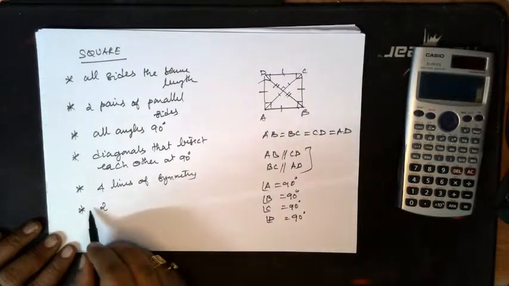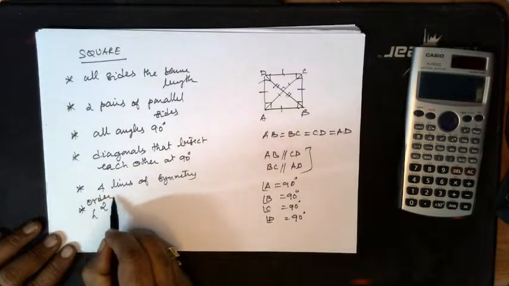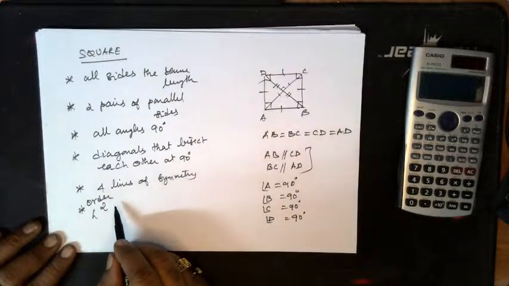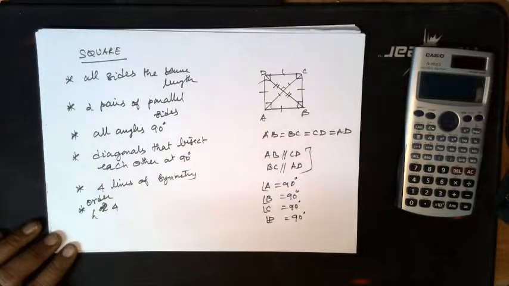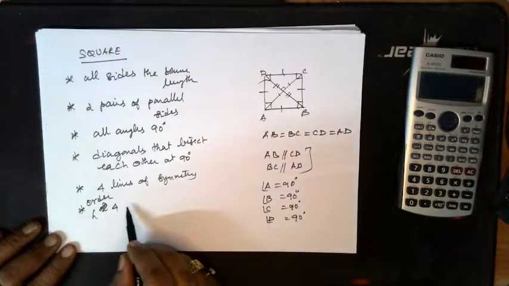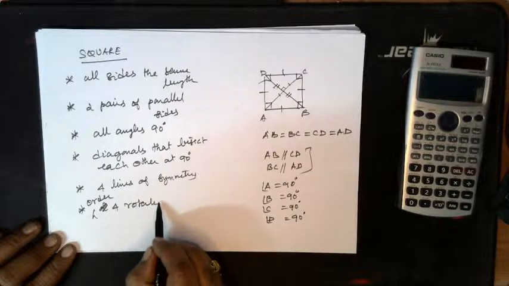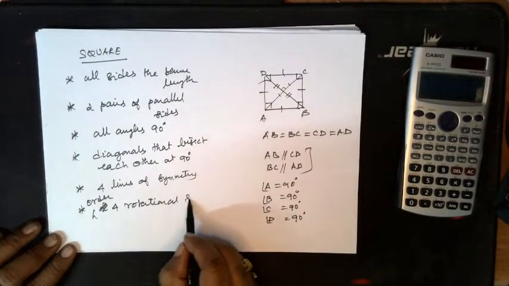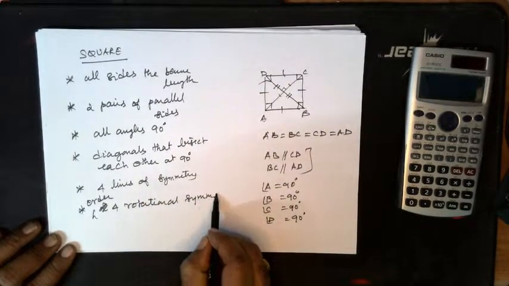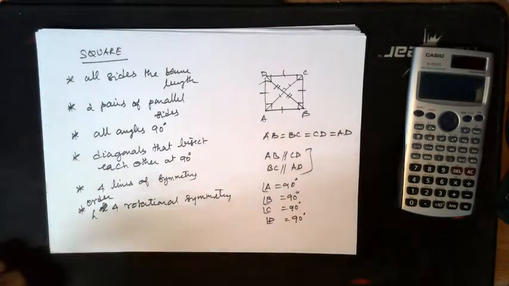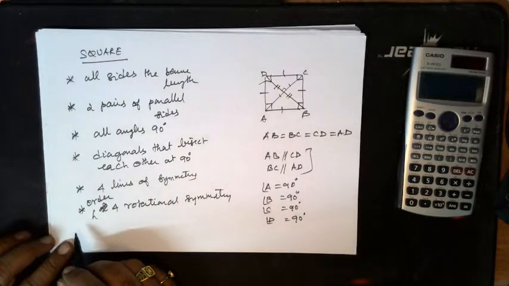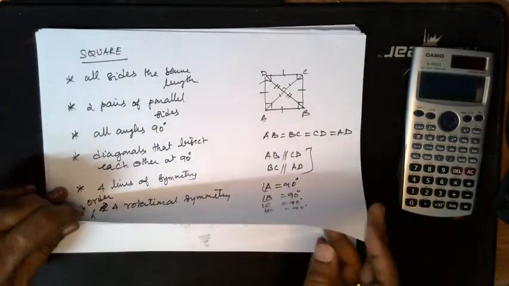And it has rotational symmetry of order 4. It means you can rotate 4 times to get the equal shapes. Okay. Now let us move to the next shape.